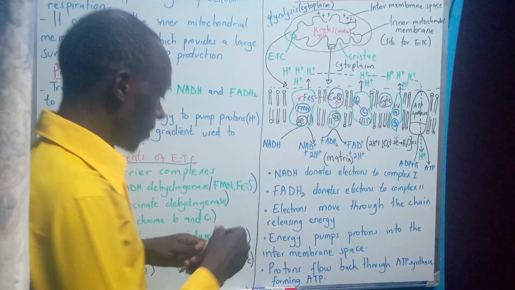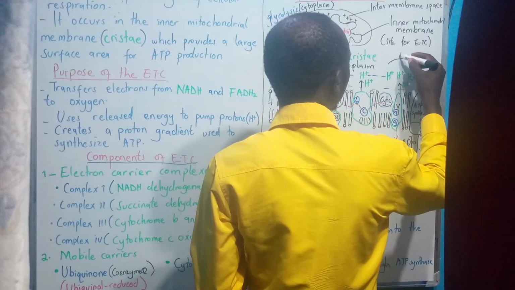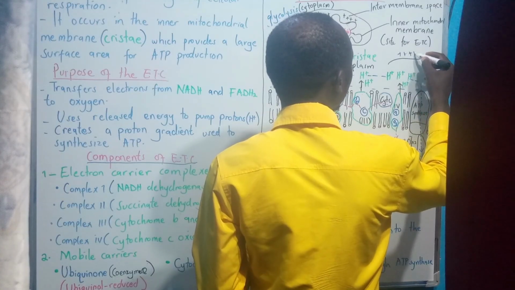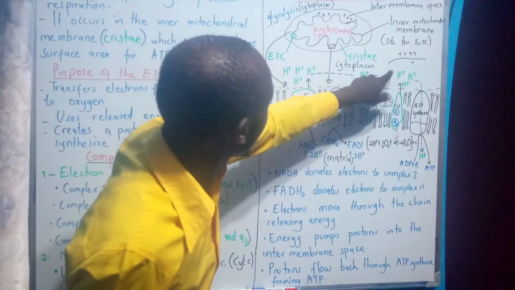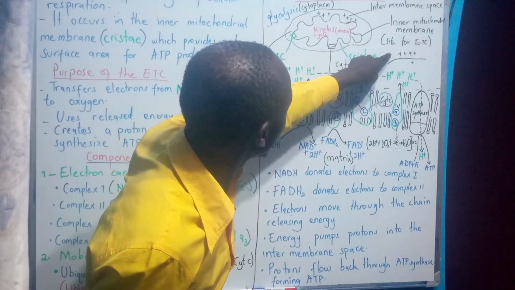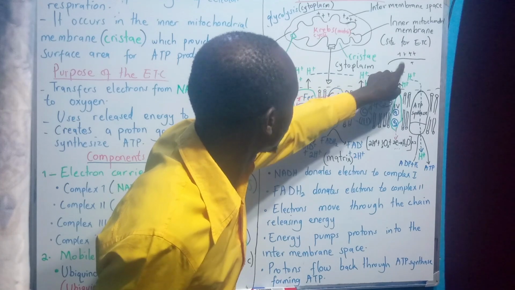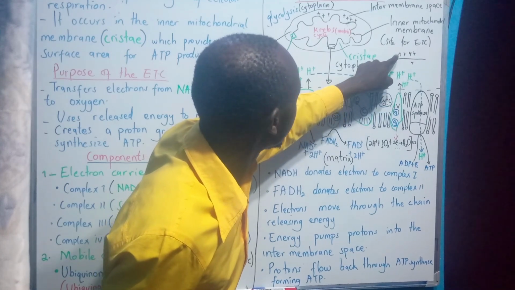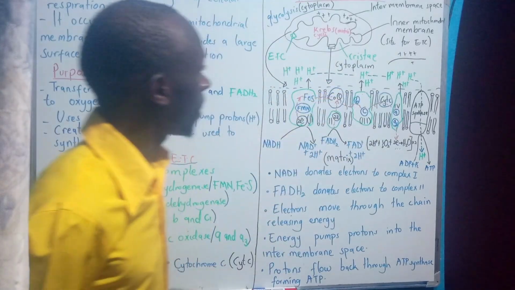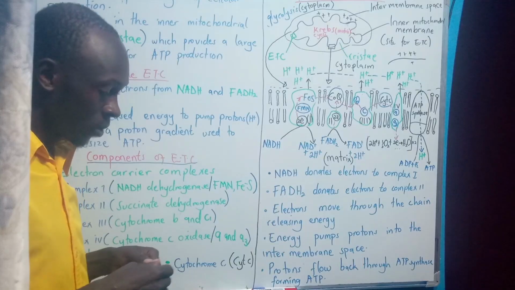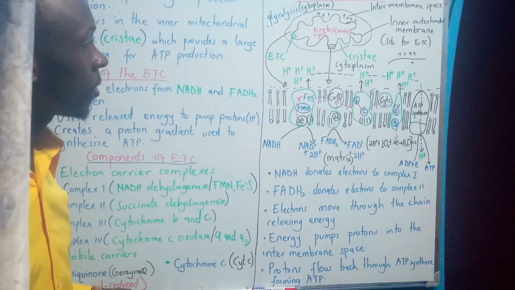So it means that the outside of the inner membrane is more charged than inside the matrix. So this is the inner membrane, and this is the intermembrane space. So more charge and then less charge. That alone creates an electrochemical gradient, and that electrochemical gradient is going to create a potential difference.